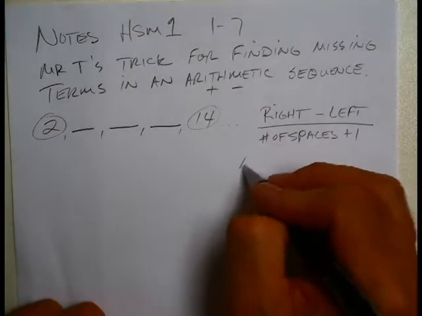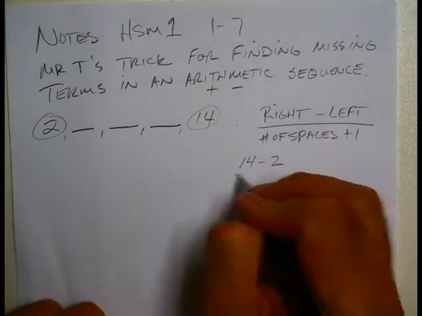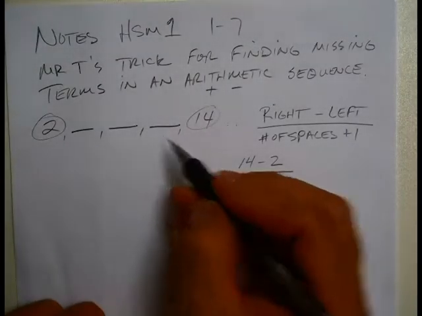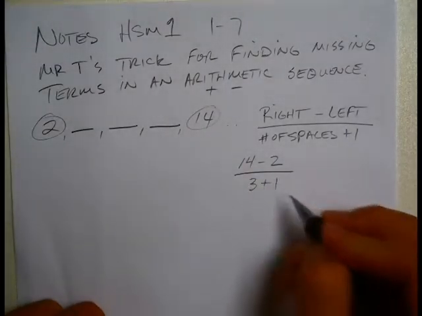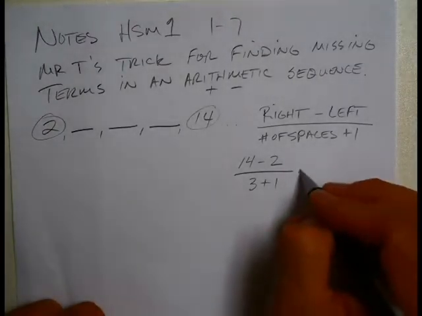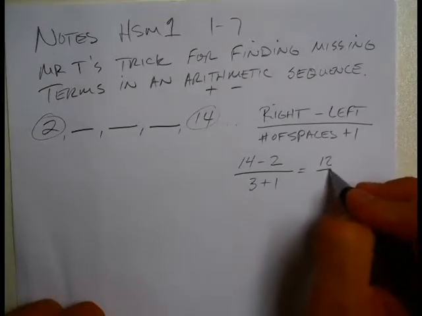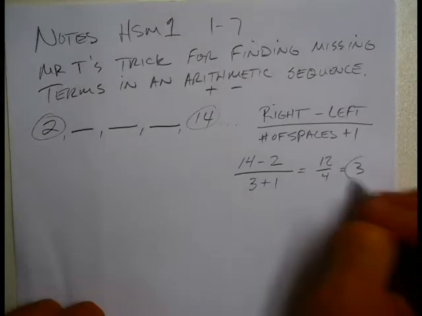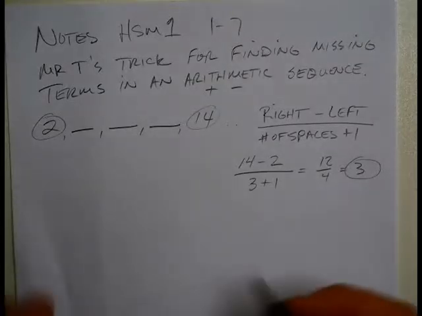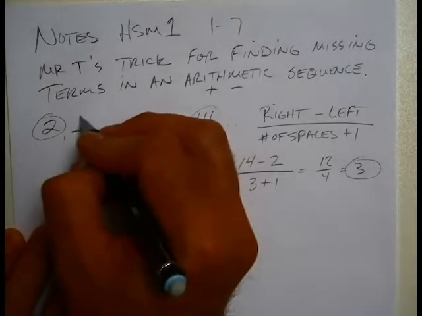So in this problem, like I said, you could kind of do some guessing and checking, but we have 14 minus 2. That's my right number minus my left. Divided by the number of spaces between, that's 3 plus 1. So this is going to give me 12 divided by 4, which is 3. Now that's the what's going on. That's the number that you are going to add to get to the next digit.